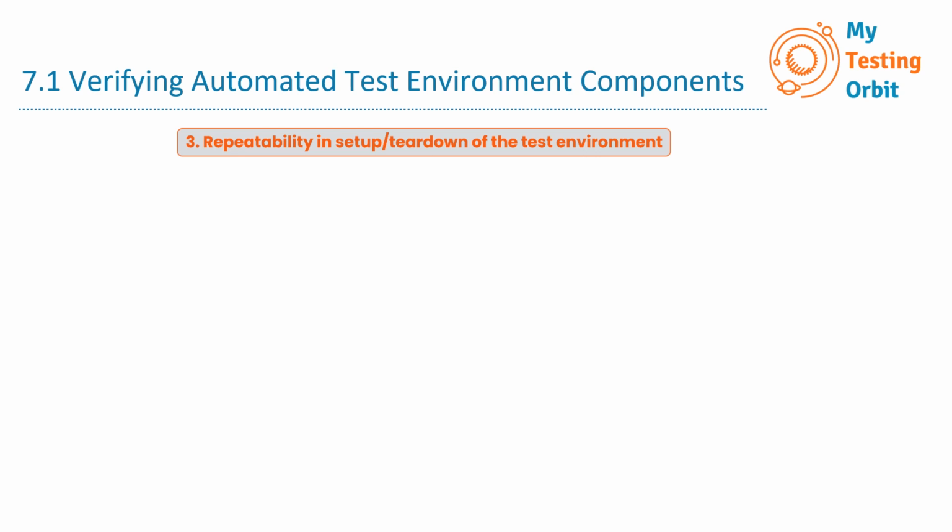Moving on to number 3, repeatability in setup/teardown of the test environment. First, we have implementation on different systems. A TAS will be implemented on a variety of systems and servers. Just like how a game works on various consoles like PlayStation, Xbox, or a computer, a TAS is just like that. It needs to work smoothly on different systems and servers, just like a game should play well on different gaming consoles.